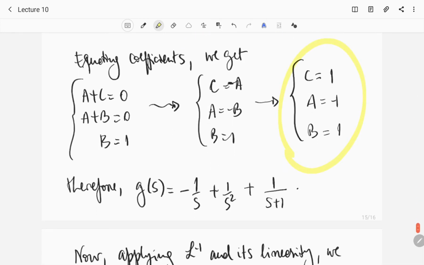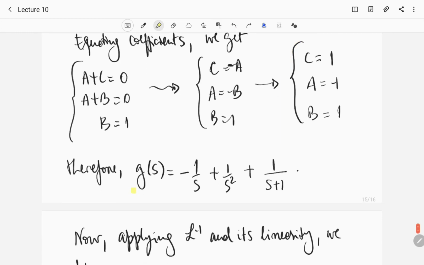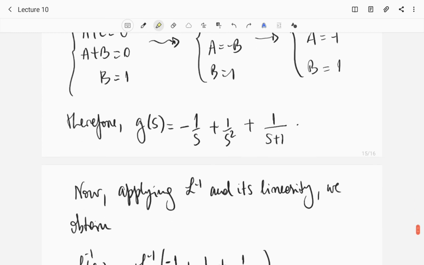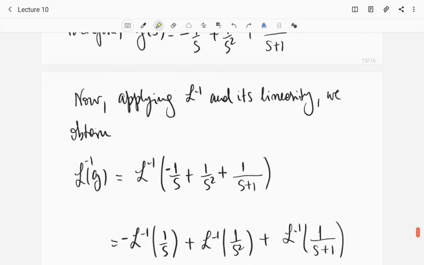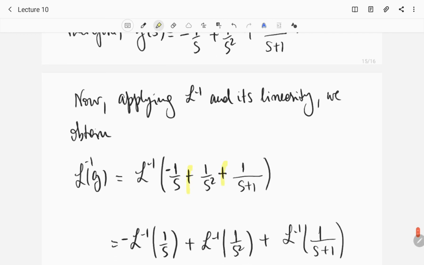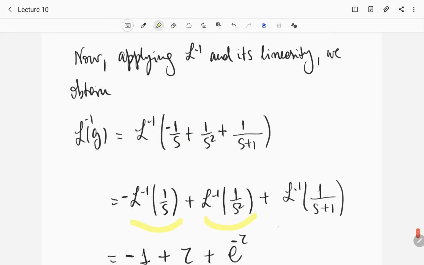And here we have the answers that you can check if I made a mistake. a is -1, b is 1, and c is 1. So now our function g has this new expression. It's a partial fraction decomposition. Now applying the inverse Laplace transform and its linearity, we can split these terms here.